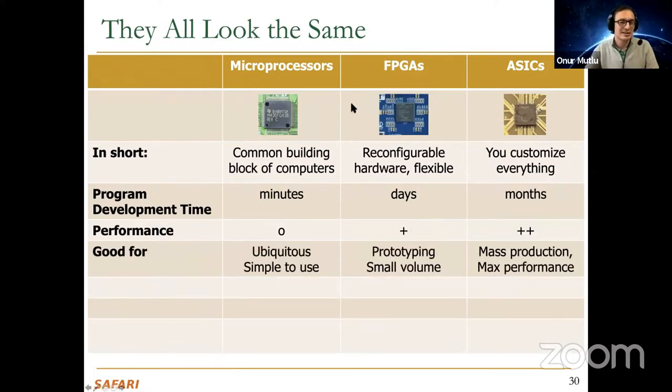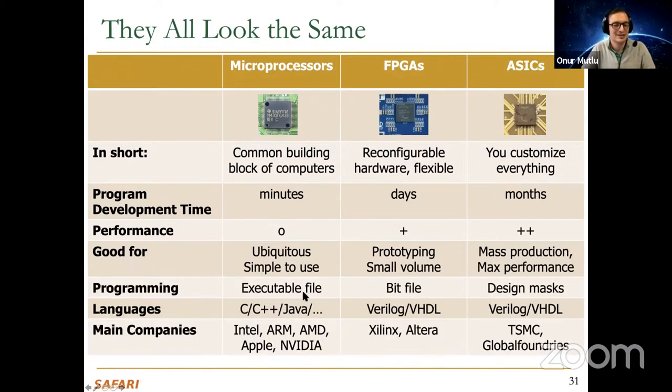Okay, so it's clearly microprocessors are good for ubiquitous usage. They're simple to use. FPGAs are good for what we discussed yesterday. Actually, this is a relatively old slide. They're good for prototyping, but today they're being used for acceleration a lot in the data center, for example, and also in genomics. So this is actually changing over time. And ASICs, whenever you want maximum performance, there's nothing that can beat ASICs, and maximum efficiency also.